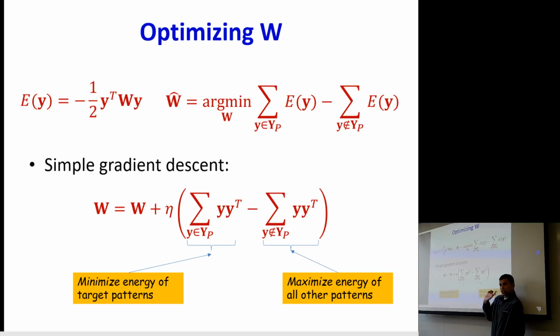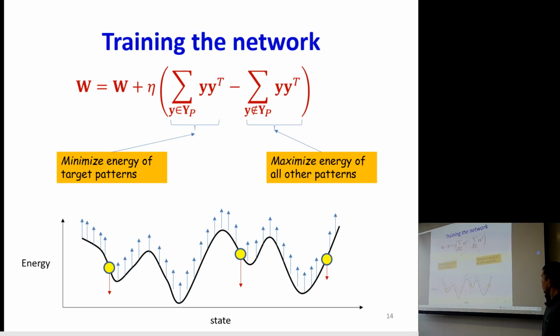And this is just your standard gradient descent rule, right? And you're going to have some step size eta. This is the overall gradient descent rule. The gradient descent rule is going to have two components. The first one is pulling down the energies of these guys. It looks like Hebbian learning in a sense, right? And the second one is like anti-Hebbian learning. It's pulling up the energies of all the patterns that you do not want to remember.